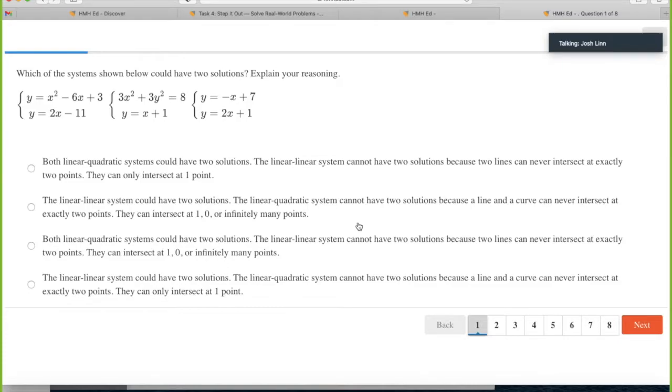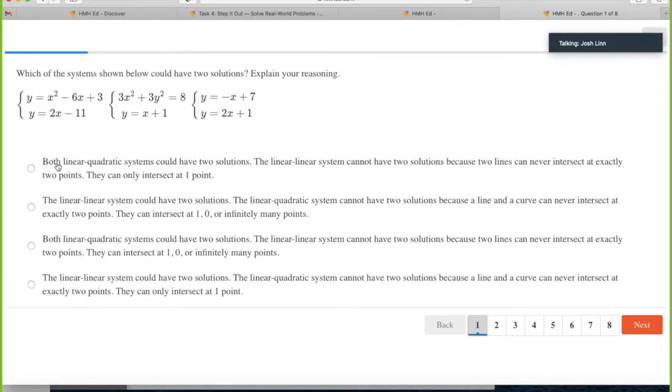Step 3, number 1: which of the systems shown below could have two solutions? Oh, by the way, this is section 2.4, in case you were wondering. Explain your reasoning. So we've got a parabola and a line. Okay, you could have two solutions there. You have a circle and a line. You could have two solutions. You have a line and a line. You could definitely not have two solutions.